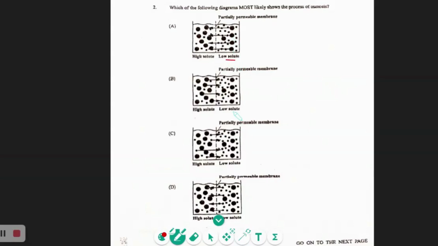So where is it going to go? Is it going to go from this side to this side or from this side to this side? It's going to move from where there's more of it to less. So therefore the answer would be A, moving from a low solute to a high solute.